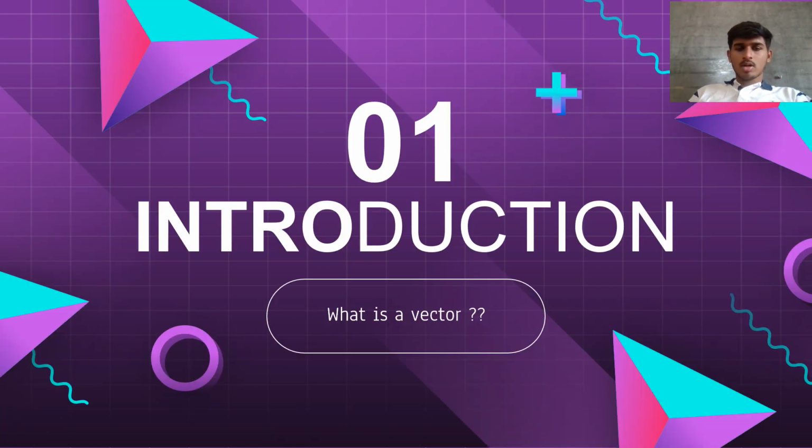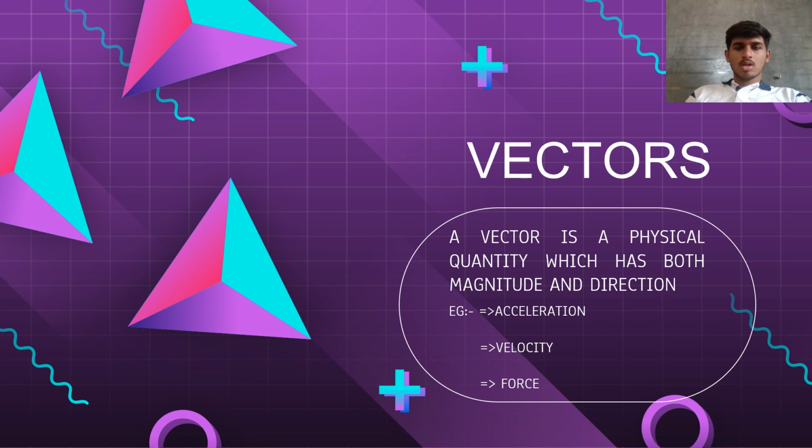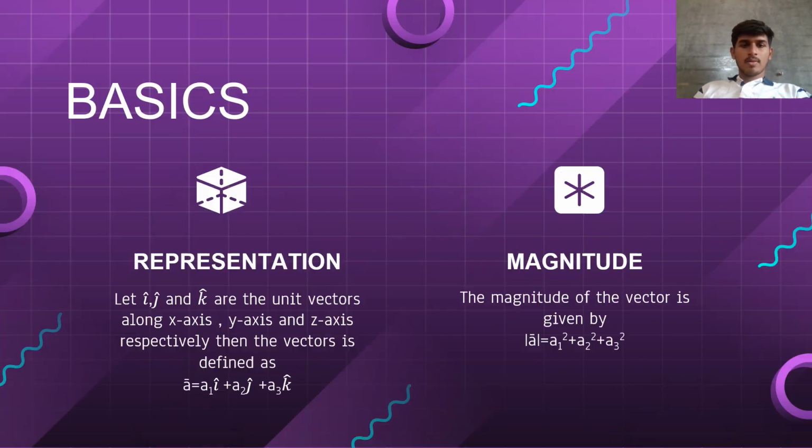First, introduction. What is a vector? A vector is a physical quantity which has both magnitude and direction. For example, acceleration, velocity and force have both magnitude and direction. So if direction changes, their value may vary.